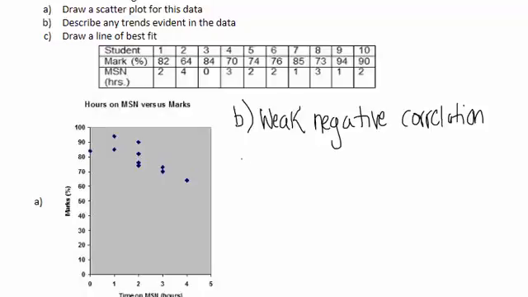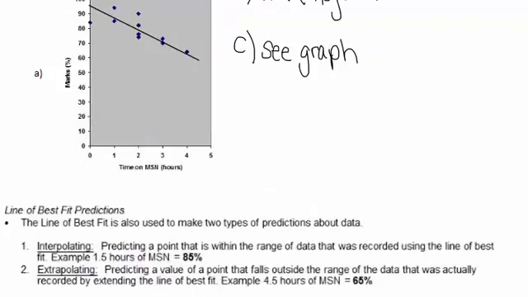Part C. Draw a line of best fit. As you can see, I've added a line of best fit on this graph. I've tried to go through as many points as possible as well as have an equal number of points on each side. Finally, we can use the line of best fit to actually make predictions about the graph.